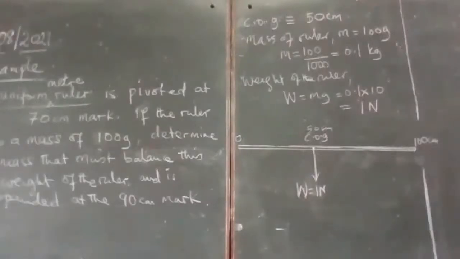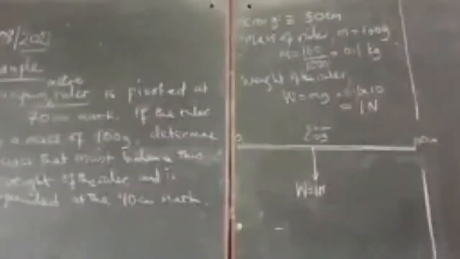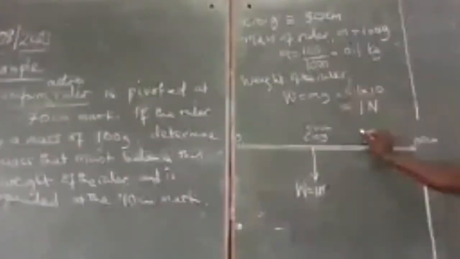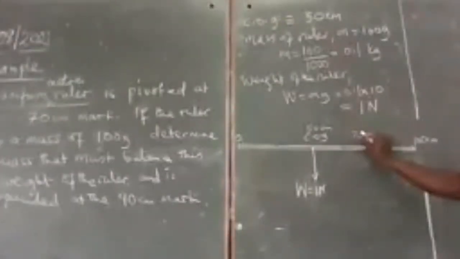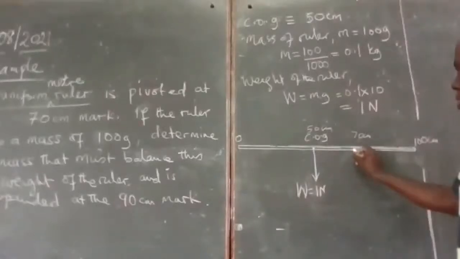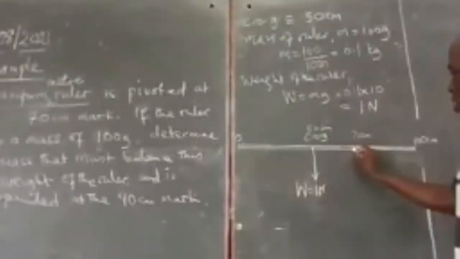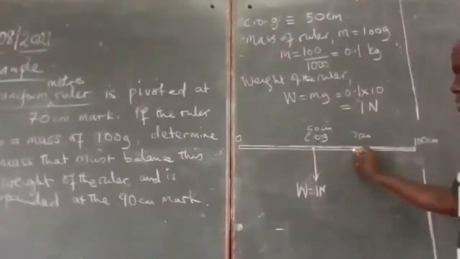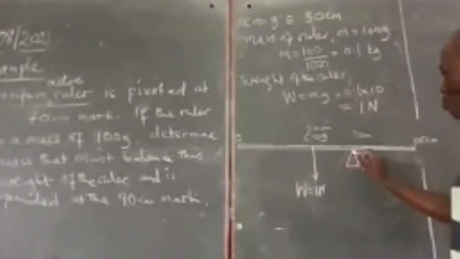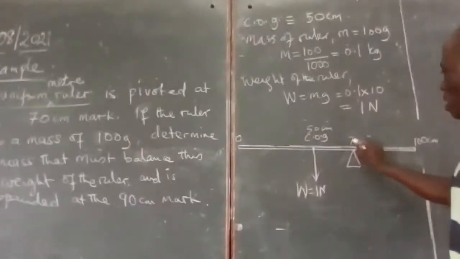Yes. Okay, so where is the meter rule pivoted, according to that question? At the 70 centimeter mark. I have a 70 centimeter mark. What do I put there at the 70 centimeter mark? The pivot. What is the symbol for a pivot? Triangle. That's very good. So at the 70 centimeter mark, I have a pivot.